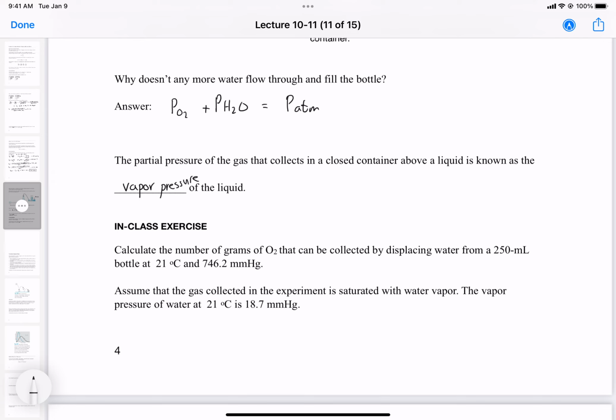Now let's do an example where we take into account the water vapor above the solution. Let's calculate the number of grams of oxygen that can be collected by displacing water from a 250 milliliter bottle at 21 degrees Celsius and 746.2 millimeters of mercury. We're going to assume that the gas we collect in the experiment is saturated with water vapor. The vapor pressure of water at 21 degrees Celsius is 18.7 millimeters of mercury.